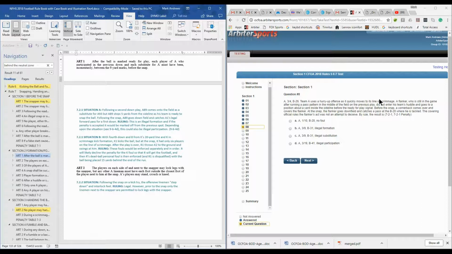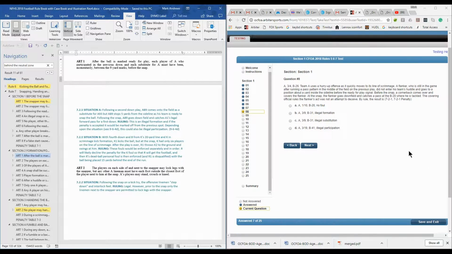Question 8. Team A, 3rd and 4 from the B26. Team A uses a hurry-up offense as it quickly moves to its line of scrimmage. A flanker who is still in the game after running a pass pattern in the middle of the field on the previous play does not enter his team's huddle and goes to a position about a yard inside of the sideline before the ready for play signal. Before the snap, a cornerback comes over and covers the flanker. At the snap, the flanker goes downfield and catches a pass at the B20 where he's tackled. The covering official rules the flanker's act was not an attempt to deceive. By rule, the result is A, 1st and 10, there's no foul.